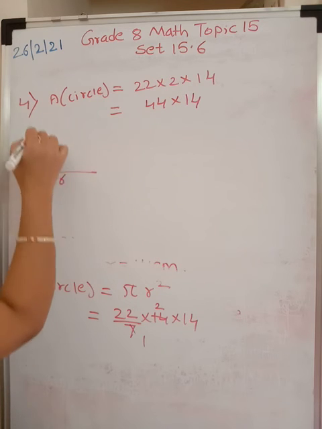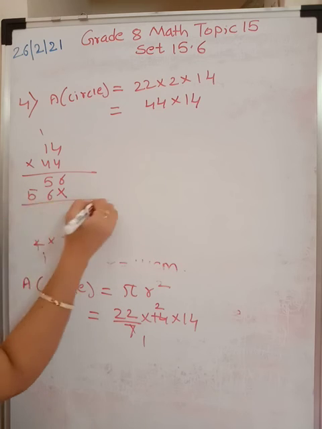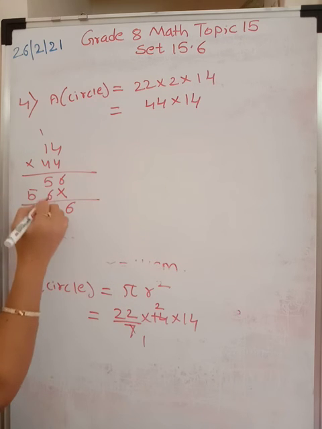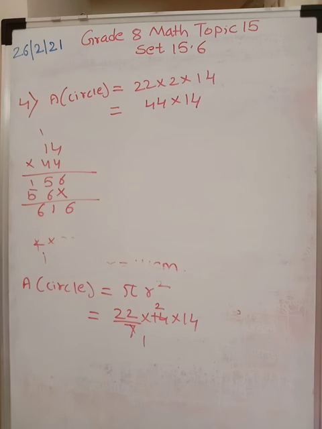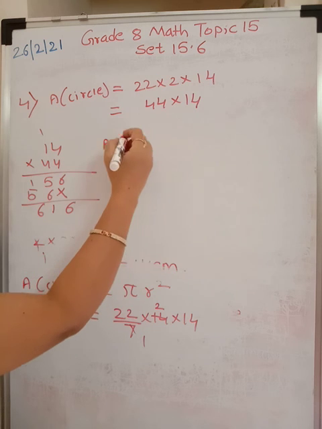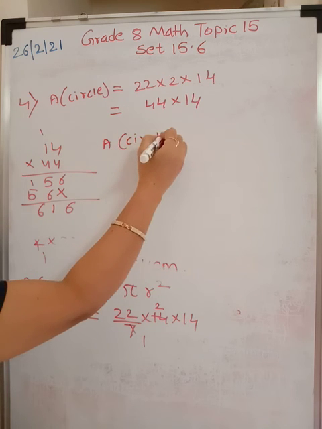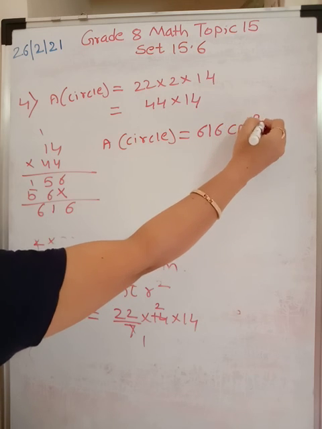4 4s are 16, 4 1s are 4 and 5. Same numbers will come. So we are left with 6. 6 plus 5 is 11. And we have got 616. So do this on your rough side. Area of circle is equal to 616 centimeter square.